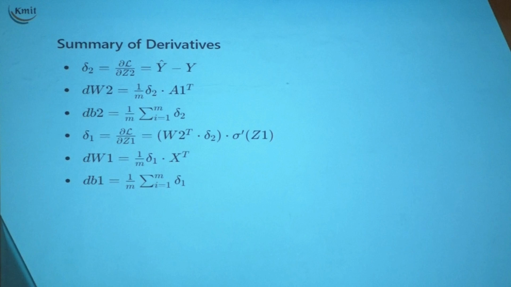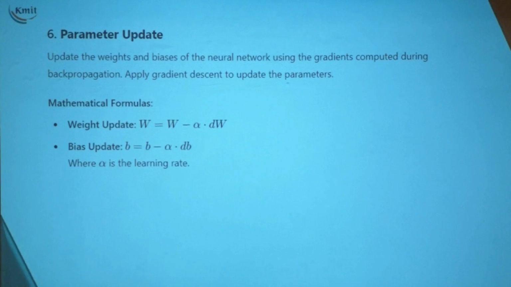The reason why I made you write the formulas is that tomorrow it will help you in writing the code. You can refer to this book, sit and write the code, not a problem. So how are we updating the parameters? W is equal to W minus alpha, the learning rate. Okay, write this formula. W is equal to W minus alpha into dW.